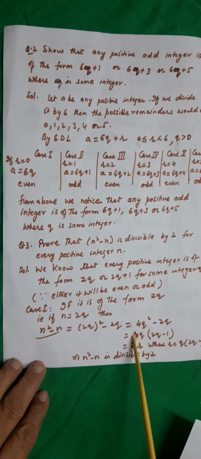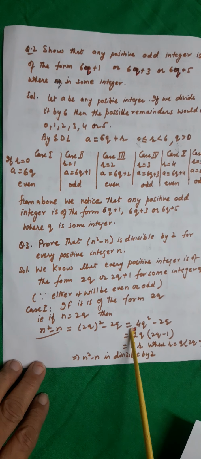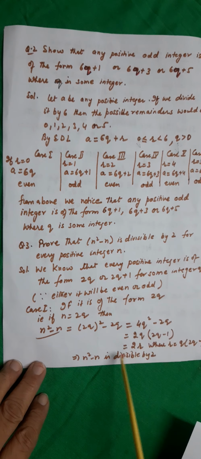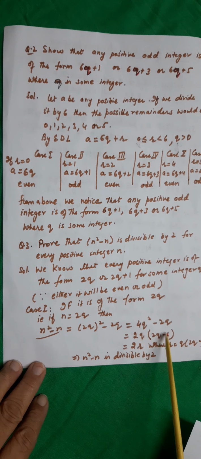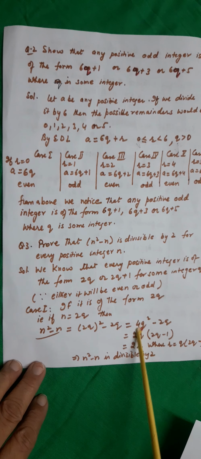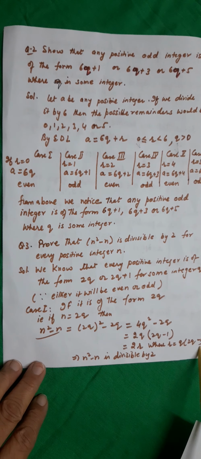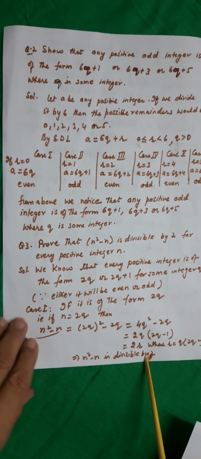This is equal to 2q can be taken common and I have 2q minus 1, which is equal to 2 times r, where r is equal to q times (2q minus 1). That means it is divisible by 2.